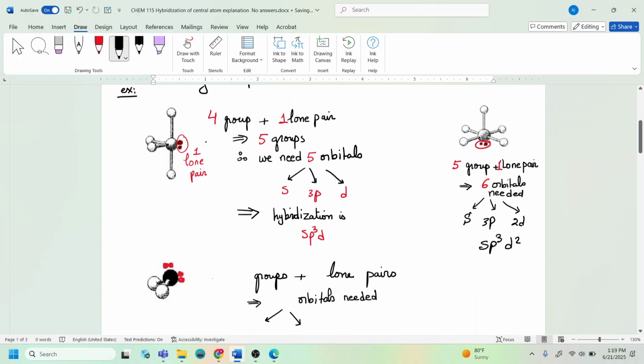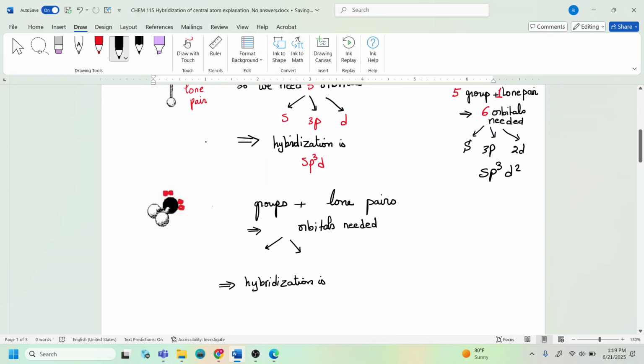Okay? Let's have more examples. So it's going to be my central atom, and these are the 2 groups around the central atom. So I have 2 groups, and see how many lone pairs I have now? This is going to be 1, and that is going to be 2. So I have 2 lone pairs.